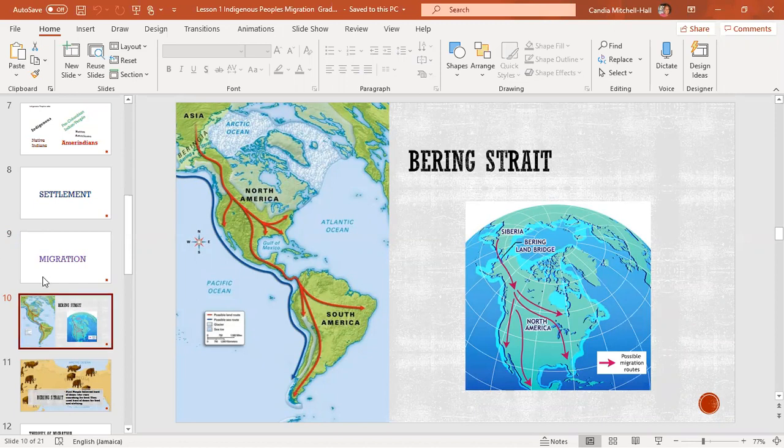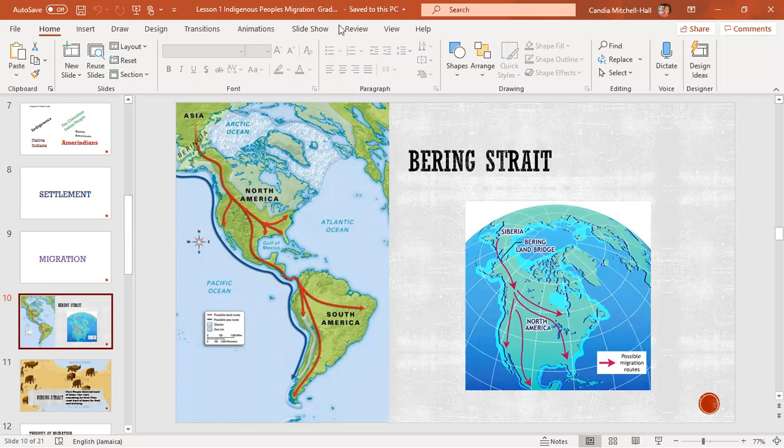If you look on my screen right here and follow the cursor, the indigenous people moved from Asia, that's where they were living, in Asia. And they crossed the Bering Strait. So the Bering Strait is this area, right? So the indigenous people migrated from Asia and settled in the Americas.